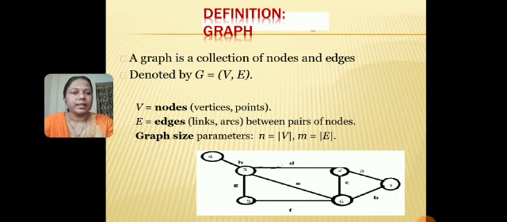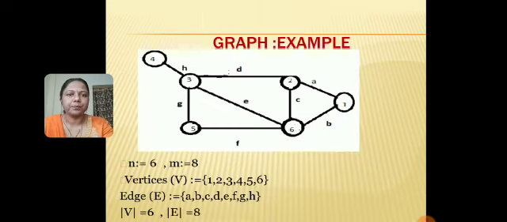So on the right hand side of the PPT, I have given one example of a graph. There the vertices and edges are given in the graph. So here n equals 6 and m equals 8. So the number of vertices is 6. These are 1, 2, 3, 4, 5, 6. And the number of edges is 8. They are A, B, C, D, E, F, G, H.